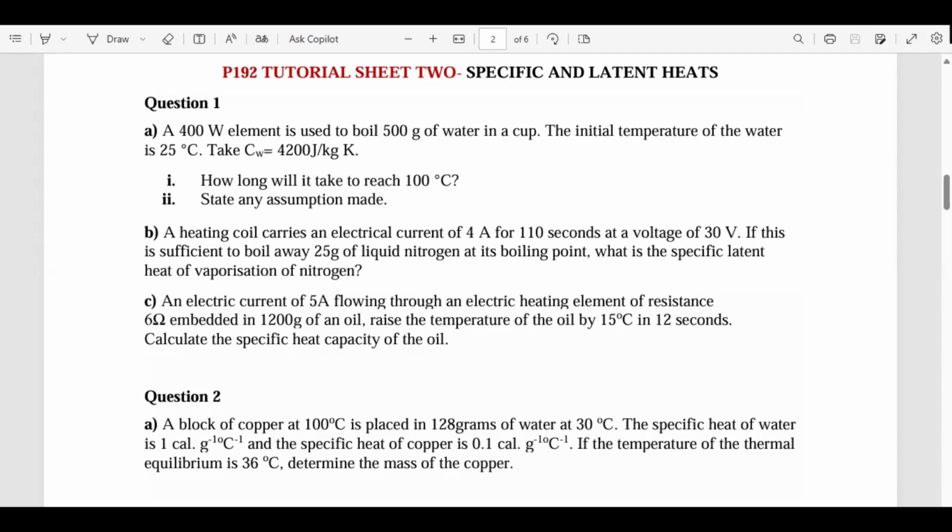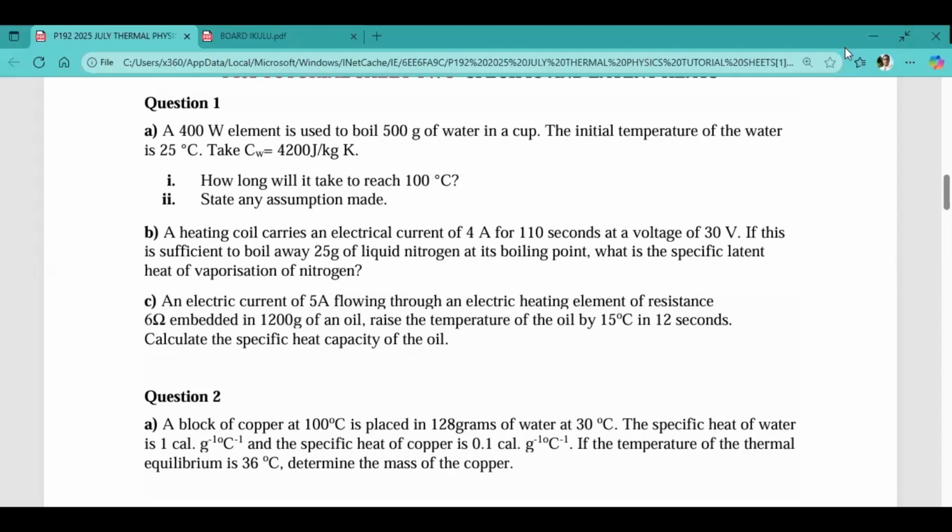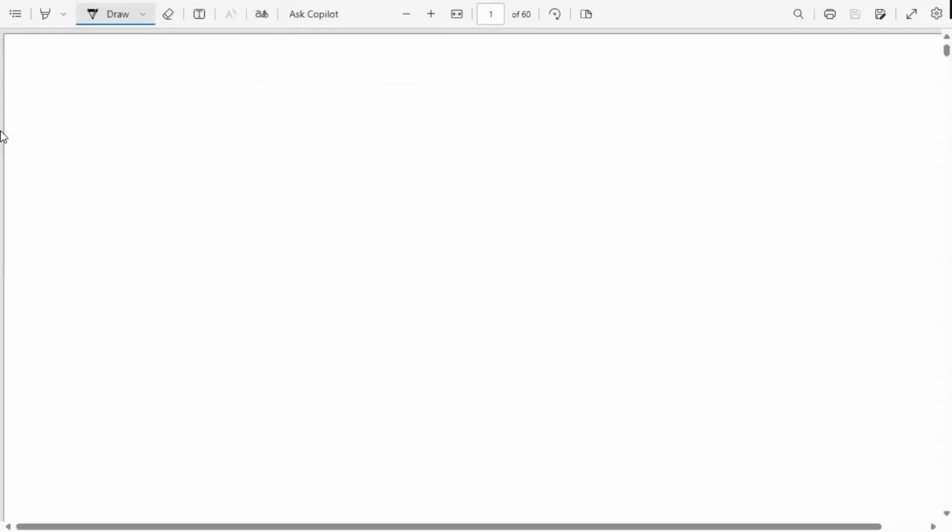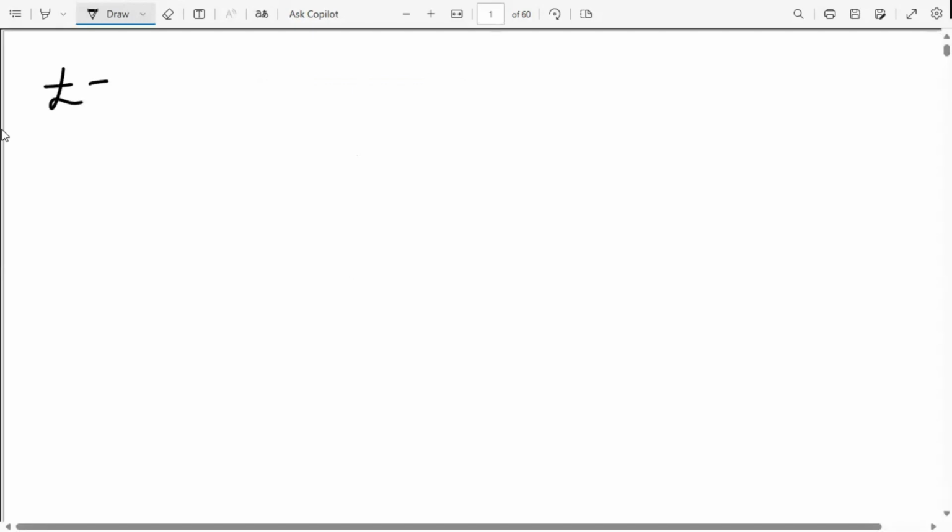Okay, so this question is very, very straightforward. We've been asked how long, which means we're supposed to calculate the time. So I'm going to say time here. We don't know it, but we're looking for the time it's going to take for this water to heat up from 25 degrees Celsius to 100 degrees Celsius.